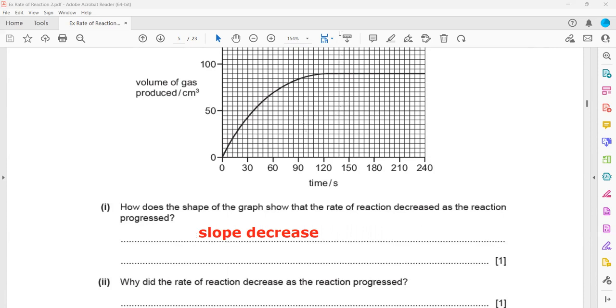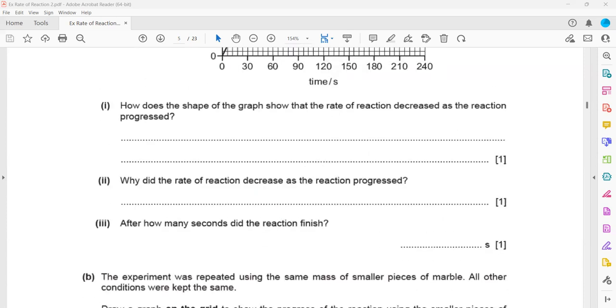Why does the rate decrease? What is the reason for that? Why does the rate of a reaction decrease? Because the number of the particles decreases. That's why, yeah, less hydrochloric acid, fewer collisions, fewer particles. It's important that you mention less hydrochloric acid rather than calcium carbonate, because hydrochloric acid is the limiting factor.